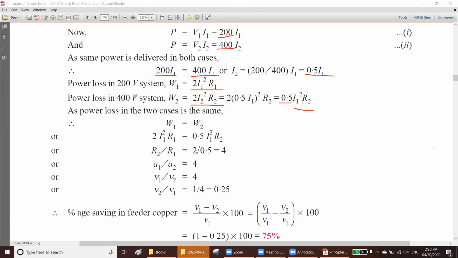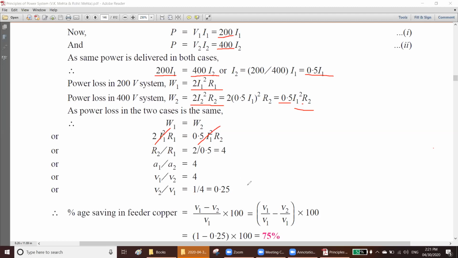Now, the power loss in the two cases will be same because in the question they said same power loss and the same power transmitted. Since the power losses are same, your 2 I1 square R1 and 0.5 I1 square R2 will be same. So your I1 square and I1 square are gone. So you have R1, R2, 2 and 0.5. Take the R1 at the bottom of R2, take the 0.5 at the bottom of 2. So R2 divided by R1, 2 divided by 0.5, so you will have 4. So R2 divided by R1 is equal to 4. Now what is this actually? This is A1 divided by A2 is equal to 4.